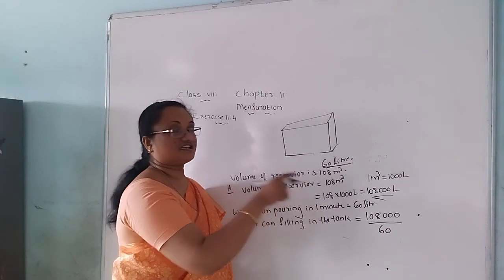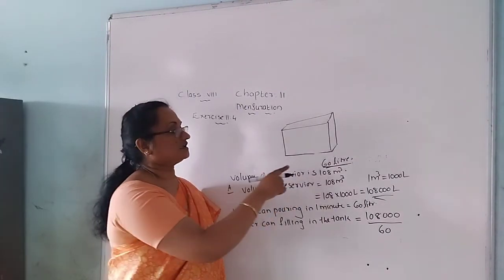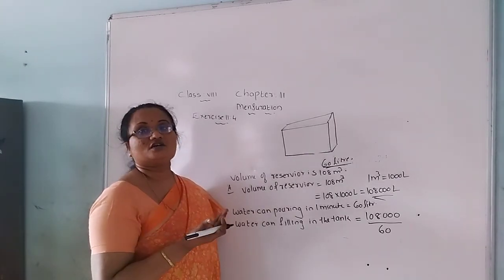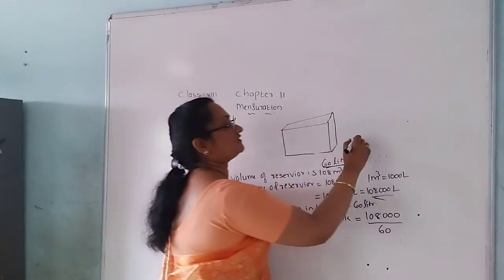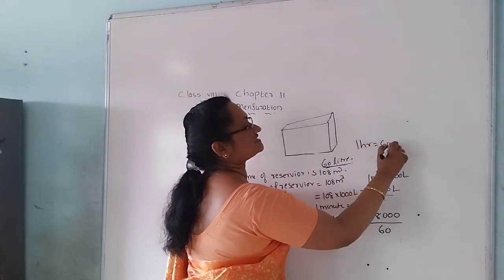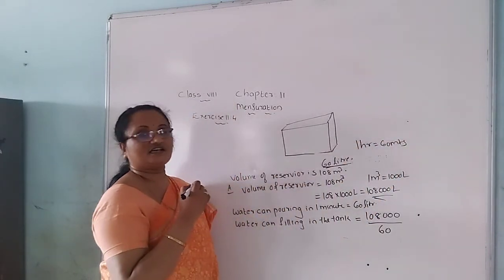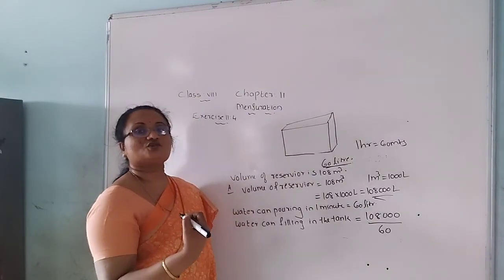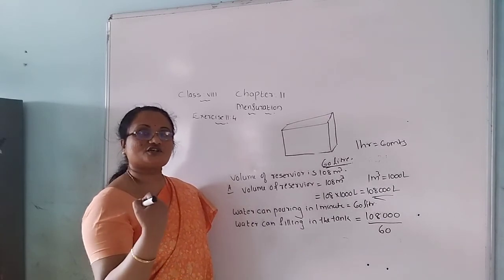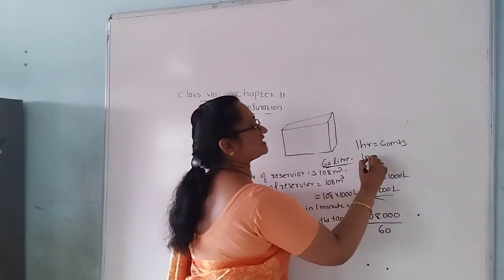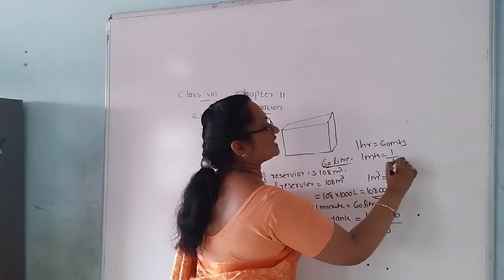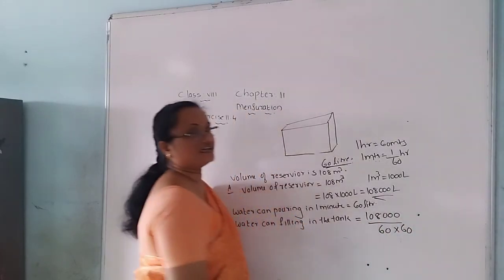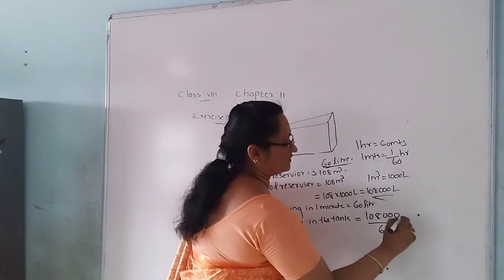Then our answer here is in minutes. The question asks how many hours. So how do we convert to hours? 1 hour contains how many minutes? 60 minutes. 1 hour contains 60 minutes. That's why to convert minutes to hours, we divide. So 1 minute contains how many hours? 1/60 hours. That's why this volume of water is divided by 60, that is 1/60 hour.